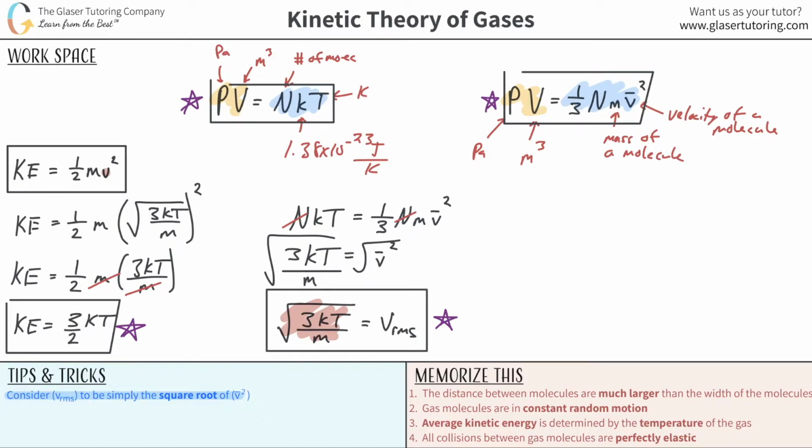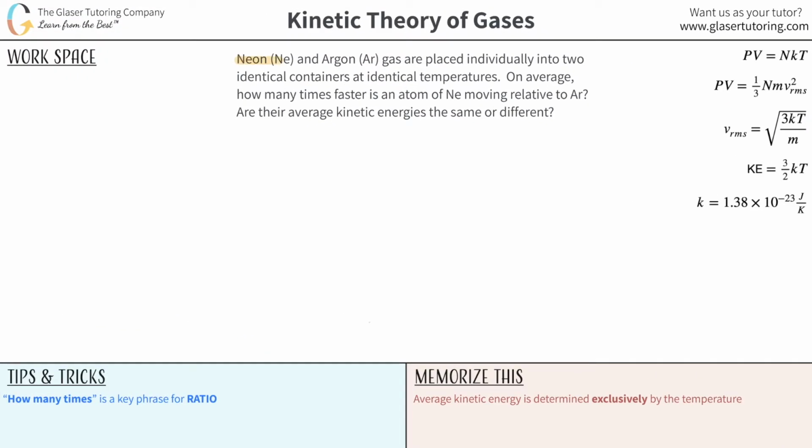All right, let's move on to now some examples of how we can apply these concepts. Neon and argon gas are placed individually into two identical containers at identical temperatures. On average, how many times faster is an atom of neon moving relative to argon?